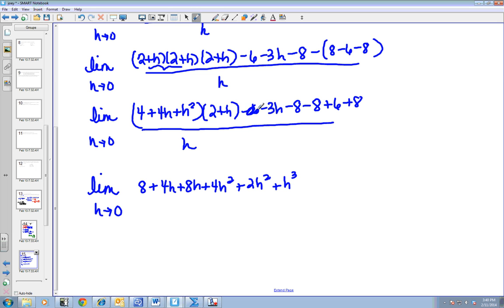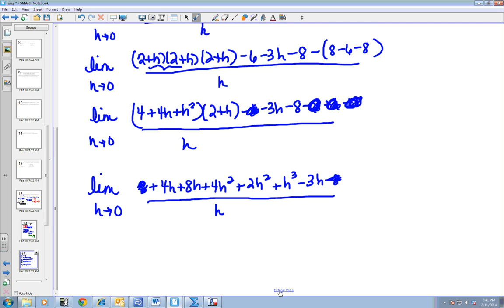Do you see that this 6 is going to cancel out with this 6? This negative 8 will cancel out with this positive 8. And I'm left with minus 3h minus 8 all over h. Okay? So let's see what will cancel. Do you see that this 8 will cancel with this 8? Is there anything else that will cancel? I don't see anything right now.